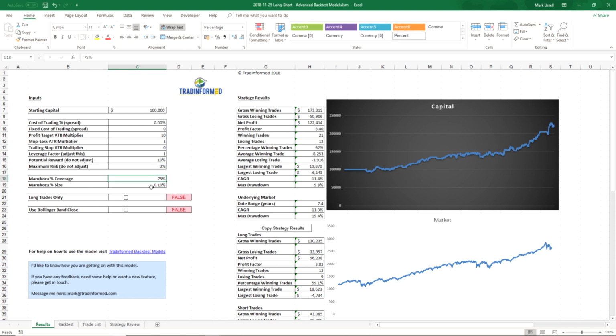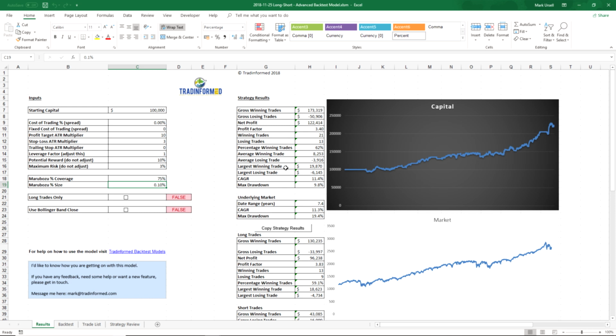Now, these are the specific inputs for this strategy. We're using a Marubozu candle, and if you adjust this value, you can see that the number of trades increases and decreases. A lot of traders prefer to trade long only. You can easily do that by selecting this on and off. You have an optional extra close here, and this is using a Bollinger Band close. Once again, you can toggle this on and off.